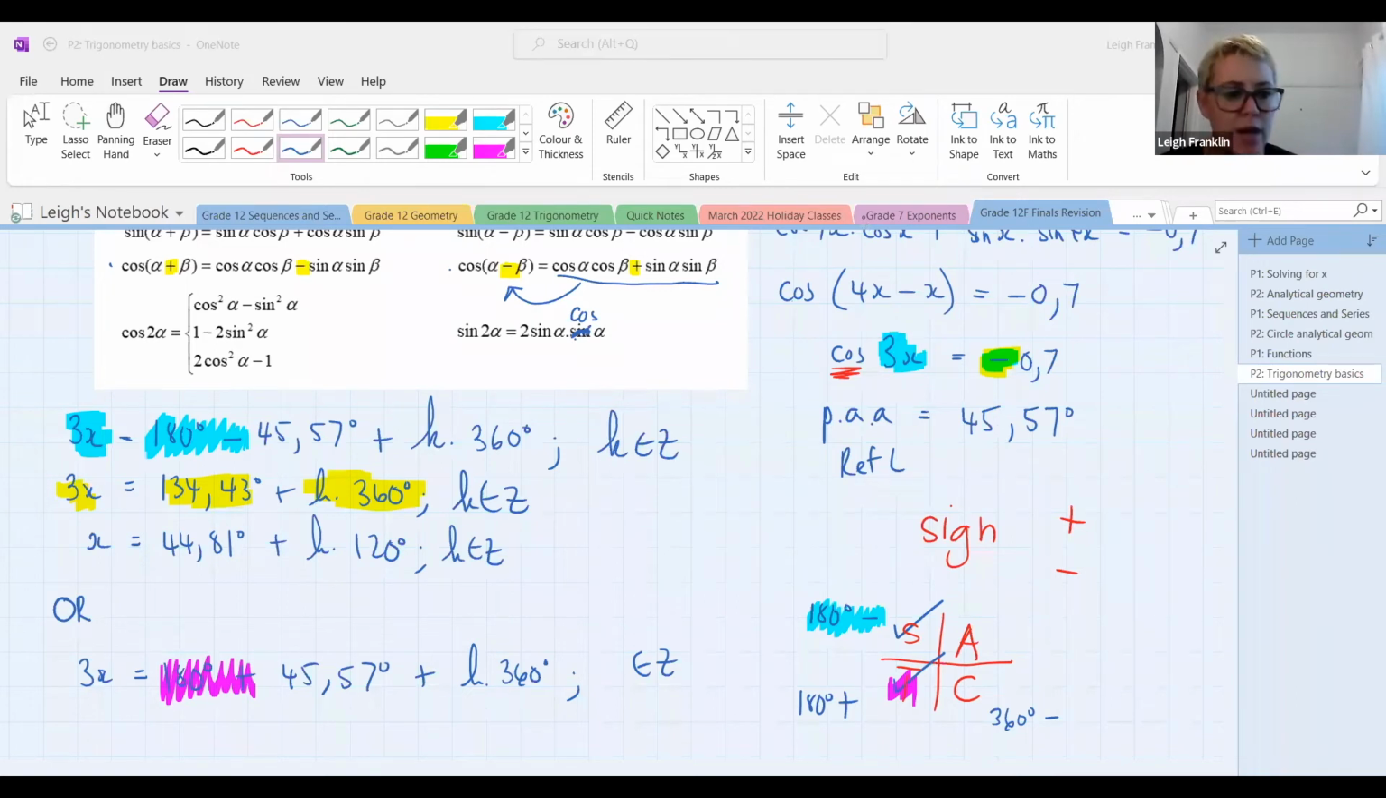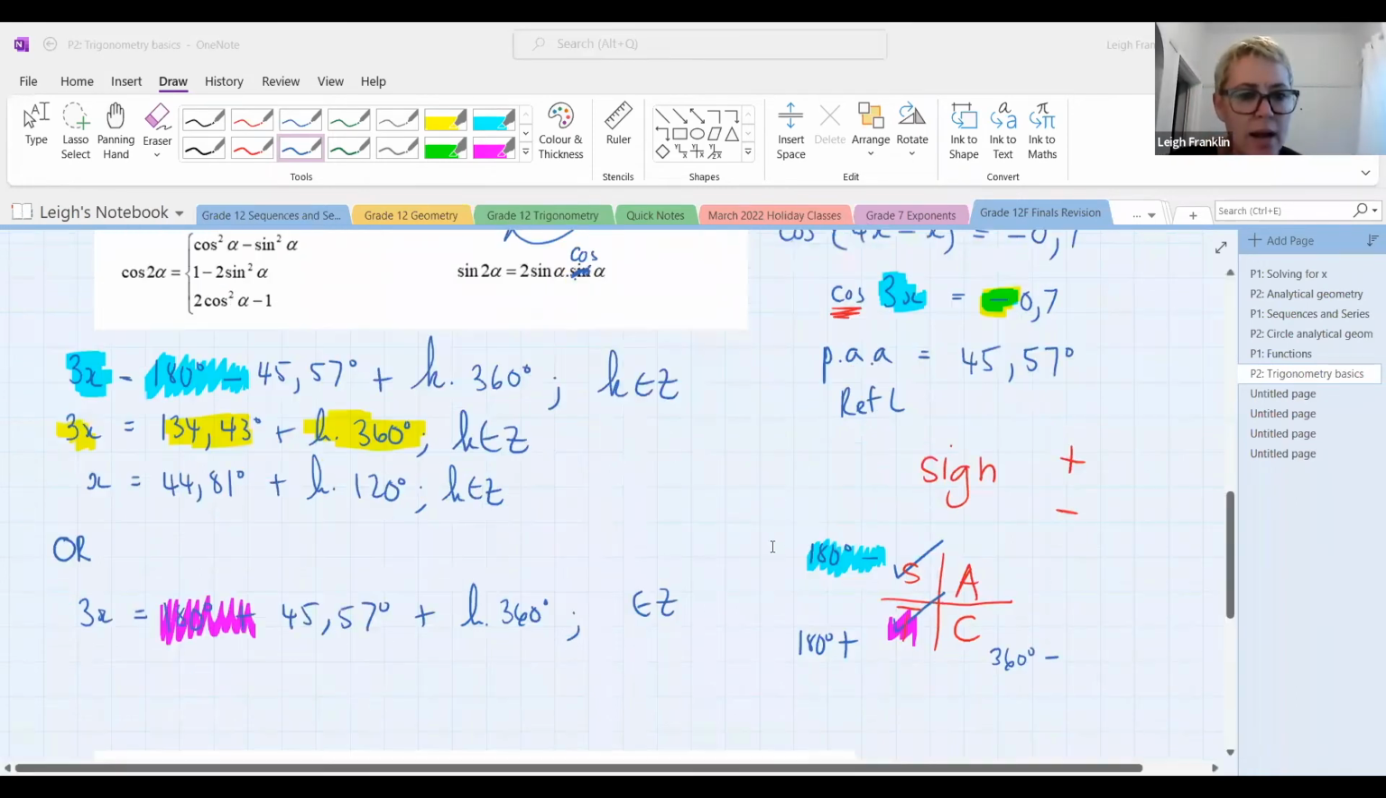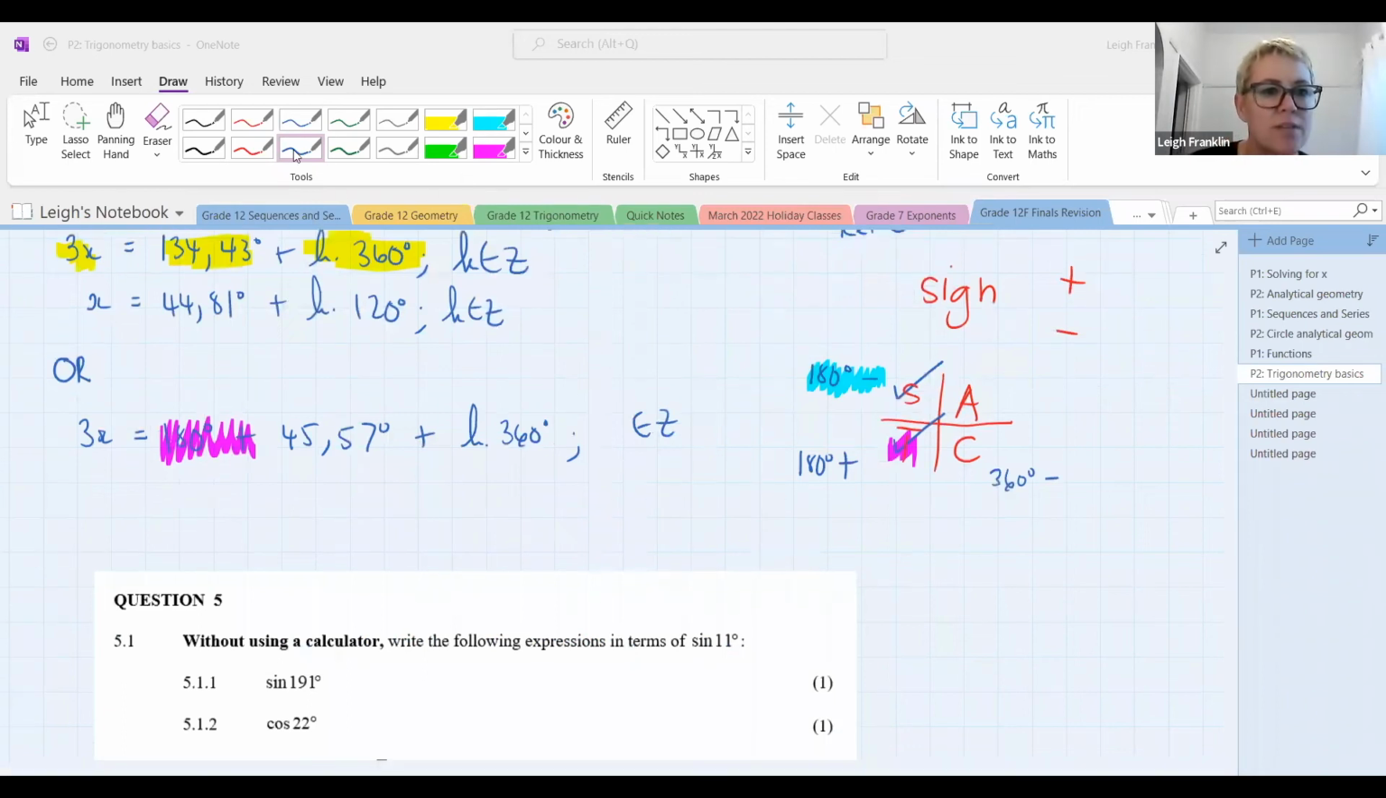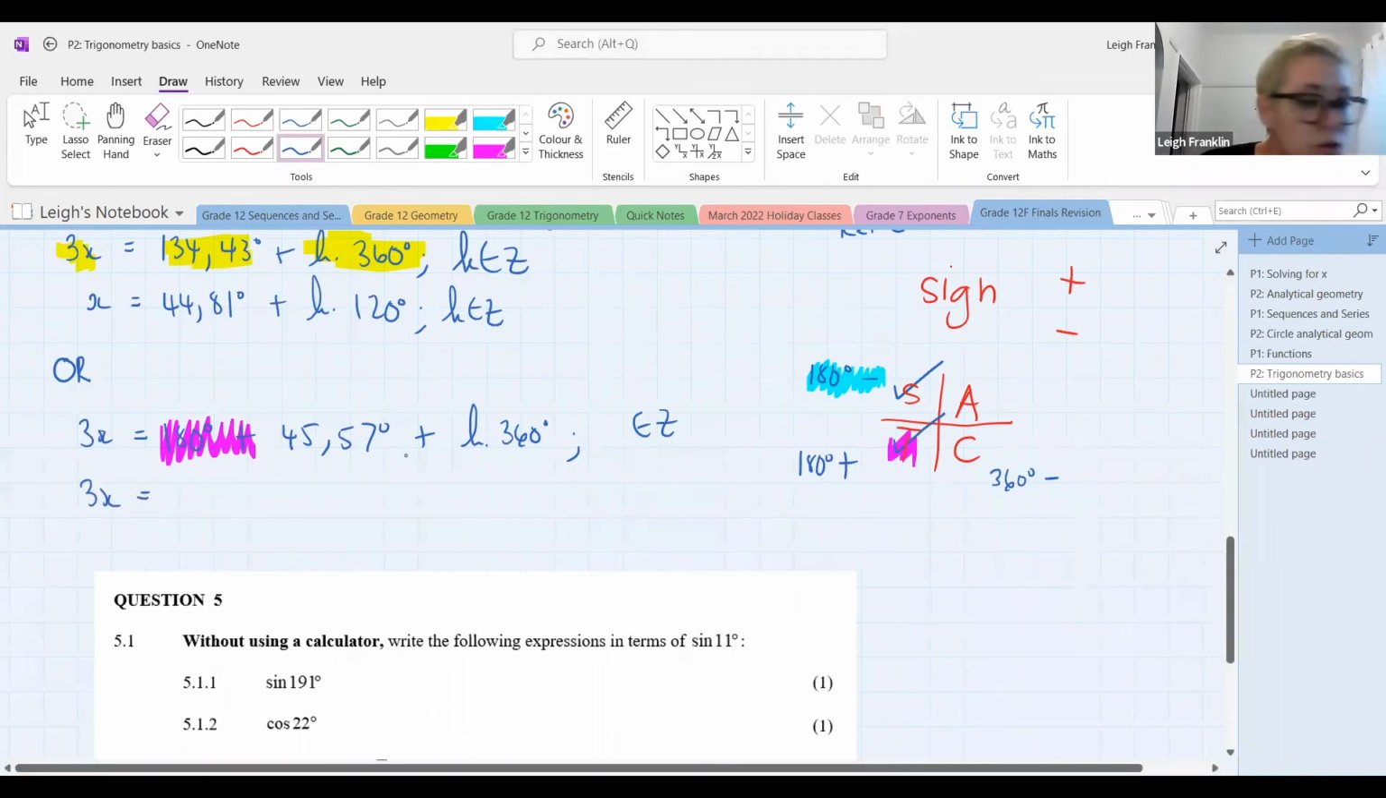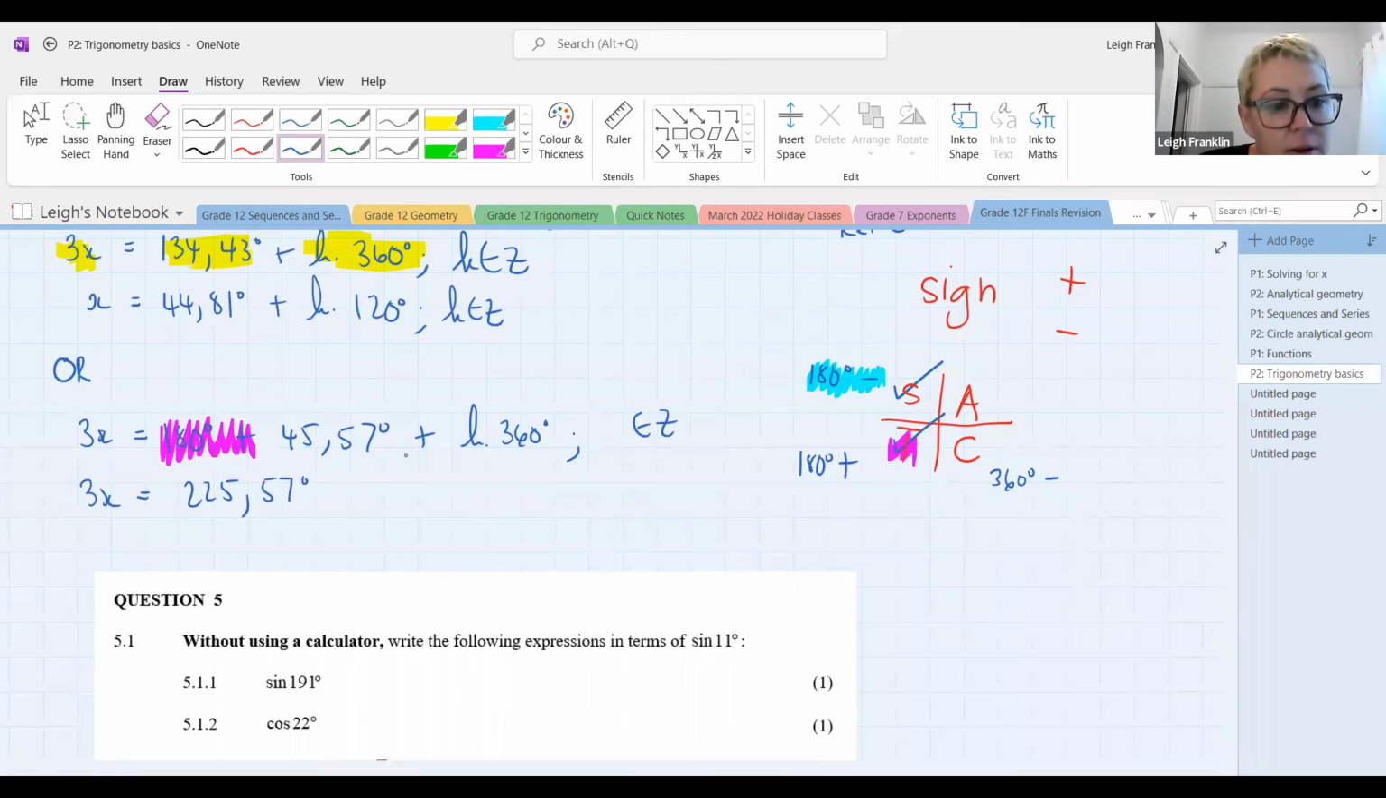Pleasure, Cassandra. Okay, so this is why I'm writing the 3x equals 180 plus. Because we're working in quadrant 3 now, we take our 180 and add our 45.57 to it. I don't know about you guys, but I'm getting 3x is equal to 225.57 plus k times 360, k is an element of the integers.